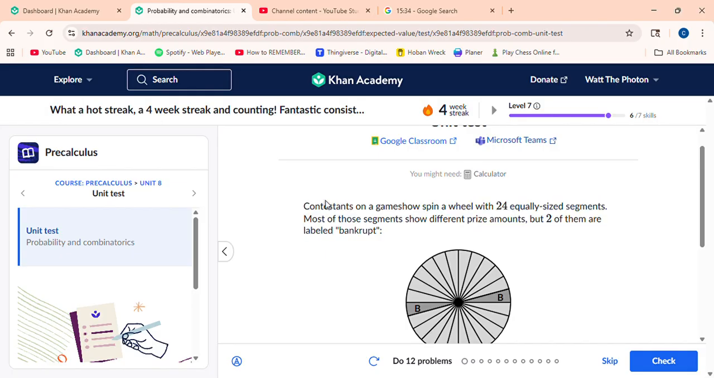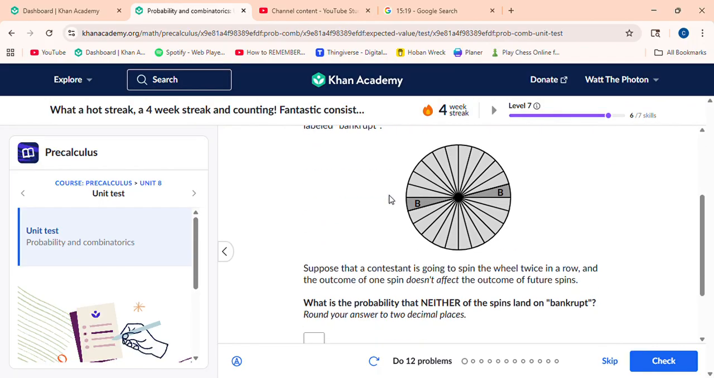Contestant on the game show. Spin a wheel with 24 equally sided segments. Most of those segments show different prize amounts, but 2 of them are labeled bankrupt. Suppose a contestant is going to spin the wheel twice in a row, but one of the outcomes does not affect the future outcomes. Okay.